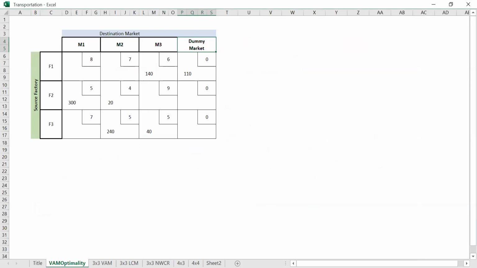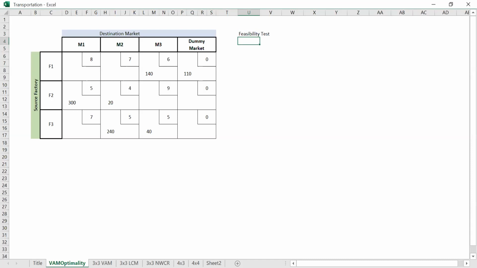To balance the demand and supply, we created a dummy market. And there are three sources, so factories 1, 2, and 3, and 3 destination markets, M1, M2, M3, and the dummy market. We have the allocations here. Now there are 2 stages after this. One is feasibility test. We have to find out whether this solution is feasible or not.